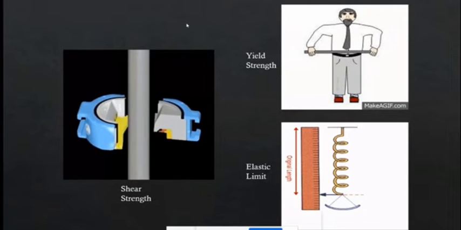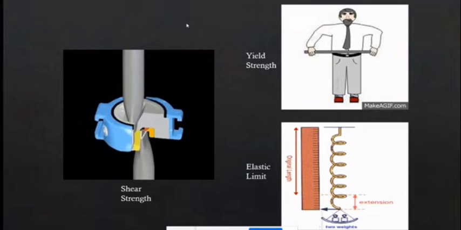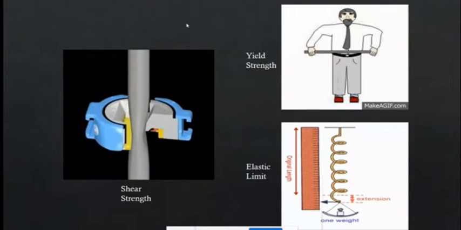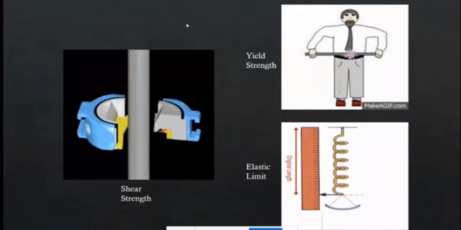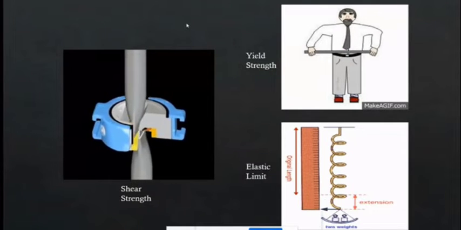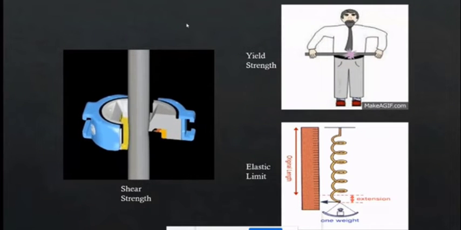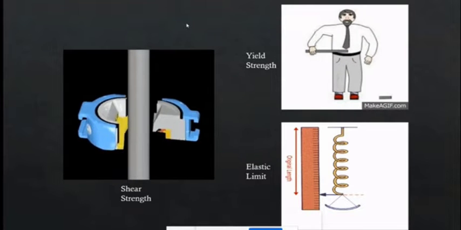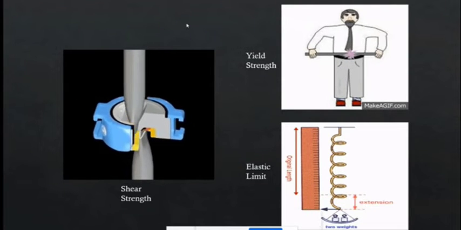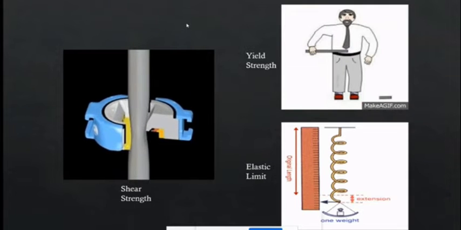For the material that does not have an obvious yield, the stress value that produces 0.2% permanent deformation is often referred to as the yield strength. Next, shear strength. It refers to the maximum load per original cross-sectional area of the shear area before the sample shears. The unit is Newton per mm square or megapascal and the symbol is sigma t.